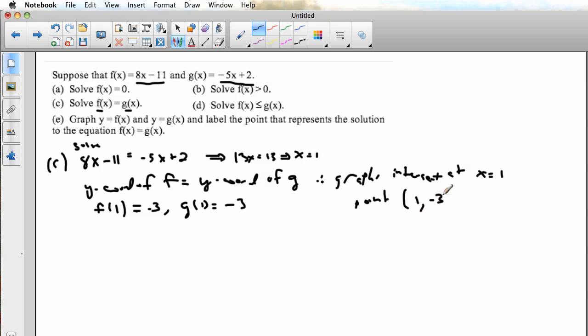And that'll come in handy for part E if you were to do that problem. That would be the point where the two lines cross. So we're not going to do that one in this video. Part D asks about knowing where the f y-coordinates are less than or equal to the g y-coordinates. And so that's all that's asking in terms of the graph.